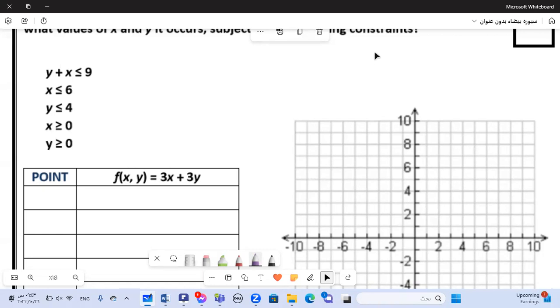The first part: to draw the line, we convert the inequality to an equation. We should convert the inequality to the equation first, draw the equations, and after that make the shaded part.